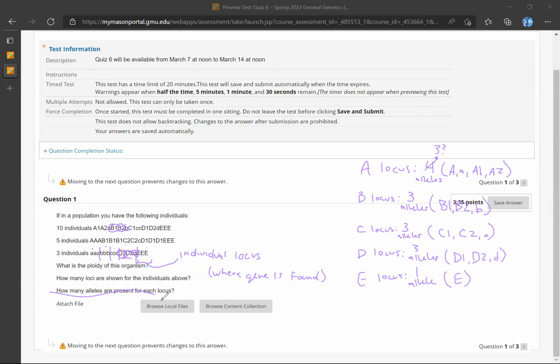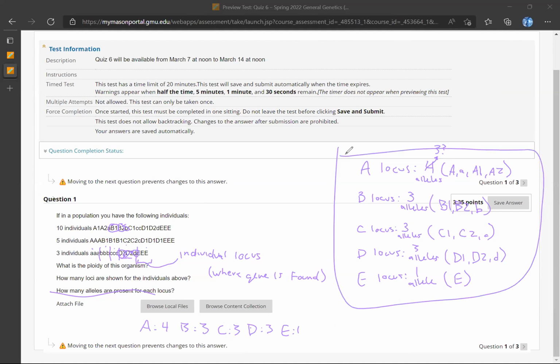Wait, so what's the final answer? Are you adding up all of them, like locus A, B, C, and D, E, and then putting the answer? For each locus, at locus A, there are 4. At B, there are 3. C is 3. D, 3. And E is 1. Oh, that's the answer? Yes. Oh, okay. Yeah, thank you.